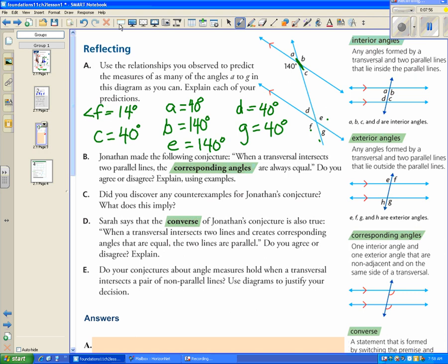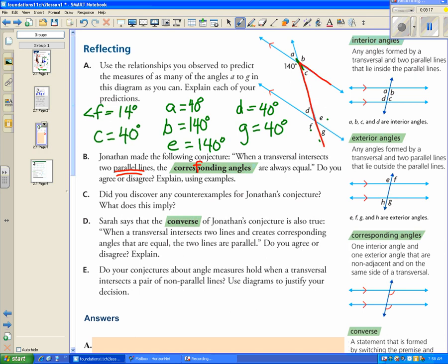Whenever I think of it to remember, I always think to myself corresponding angles to remember that F relationship. So that might help you to remember. So when a transversal intersects two parallel lines, parallel being key, are the corresponding angles always equal? Well, let's make some F's here and see if they're equal.